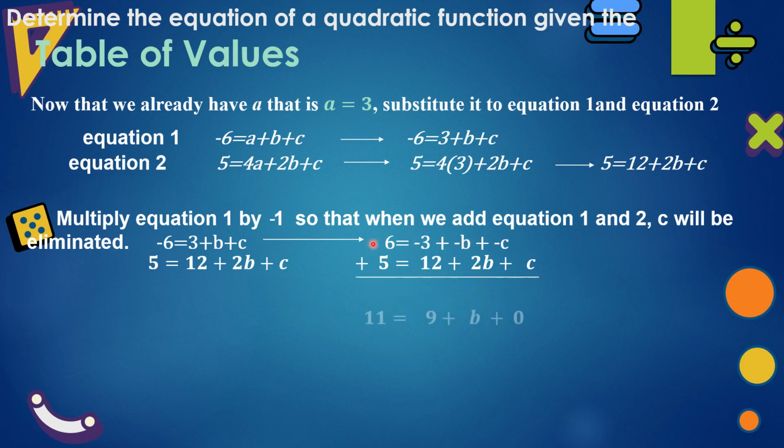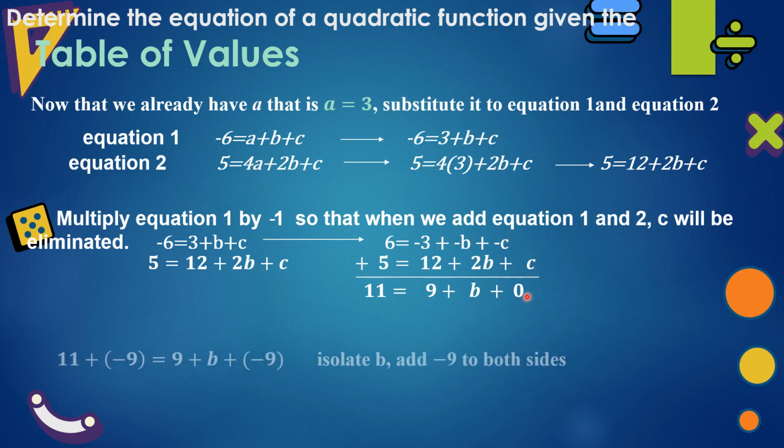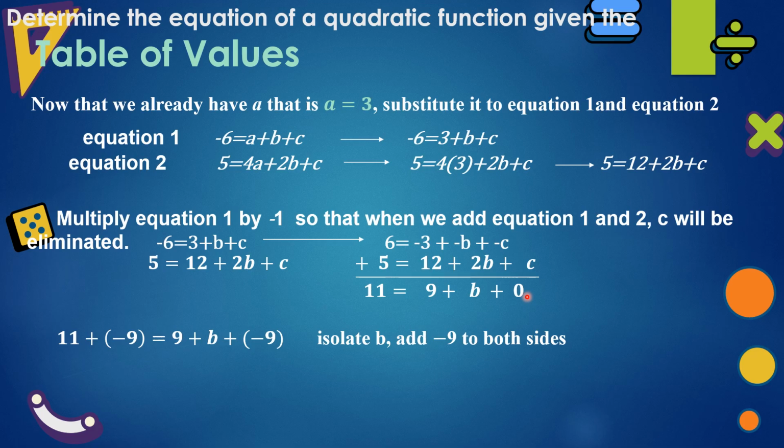6 plus 5, 11. Negative 3 plus 12, 9. Negative b plus 2b is 1b. Negative c plus c is 0. To solve for b, isolate it by adding negative 9 to both sides. Negative 9 plus 9 is 0. And 11 plus negative 9 is 2.